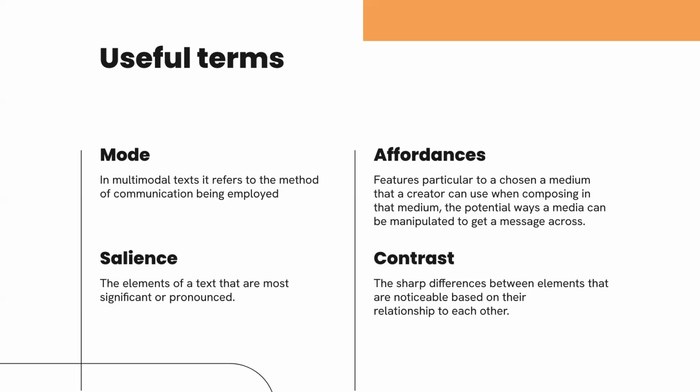another thing that we often use as a useful term in multimodality is the idea of contrast. Contrast is something that you probably know what it means. For example, if you have white and you have black, those are two contrasting colors. If you use a camera, for example, you can increase or decrease the contrast so that there is a higher difference between specific things in the image. In this case, contrast works in a similar way. So contrast are sharp differences between elements that are noticeable based on their relationship to each other.